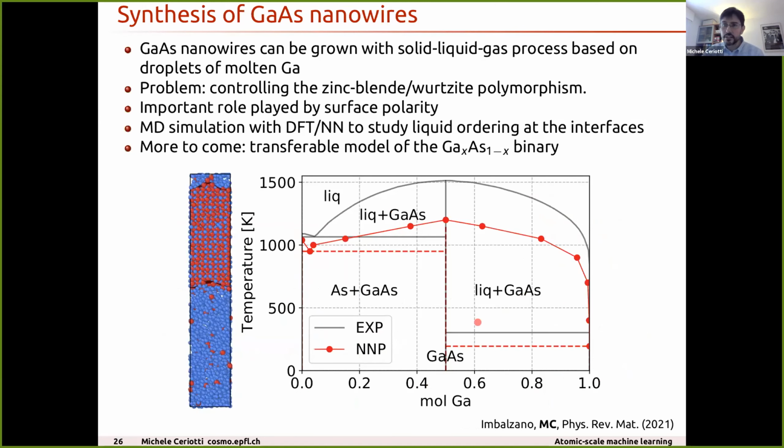And actually, there is more to come. We now have a machine learning potential that can span the whole binary phase diagram between gallium and arsenic. And so we really hope to be able to look in much more detail into the questions that arise for the growth of gallium arsenide nanostructures.